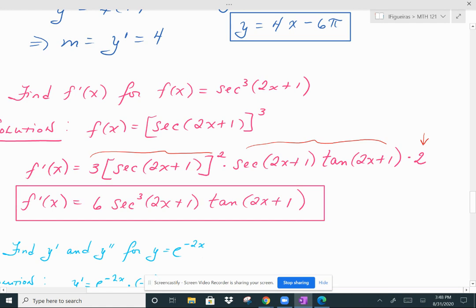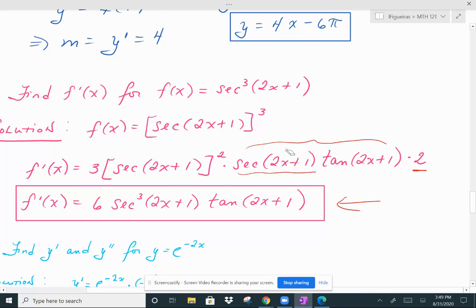So there are a couple of things you can do to simplify it. The 3 and the 2 multiply together to give you 6 on the next line. And then we have secant squared of 2x and the secant of 2x here. That becomes secant cubed of 2x. And then finally, your tangent of 2x. So your final answer is what you see in the box.